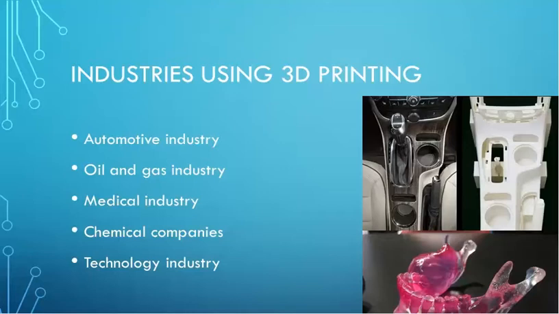So where is 3D printing used? 3D printing currently is used in a lot of ways. It's used in the automotive industry, the oil and gas industry, the medical industry, and chemical companies, and the biggest one is the technology industry. Now, the picture on the top shows the center console for the Chevy, I believe the 2014 or 15 Chevy Malibu, one of those two.